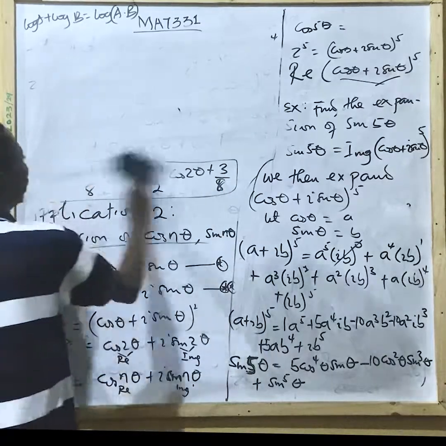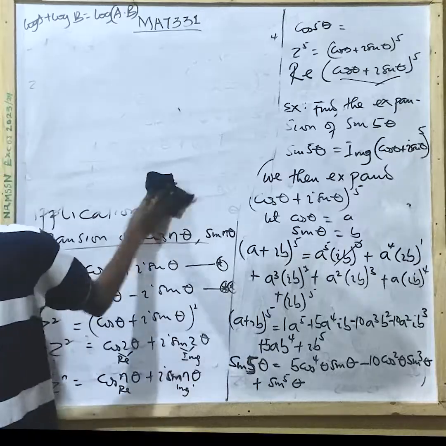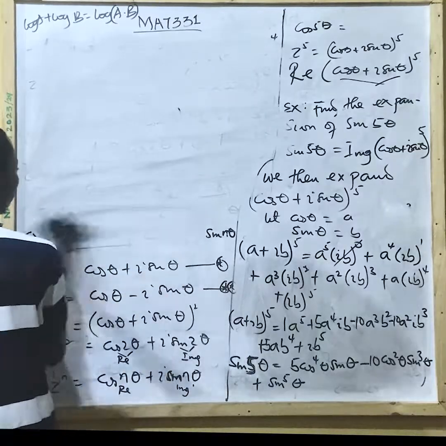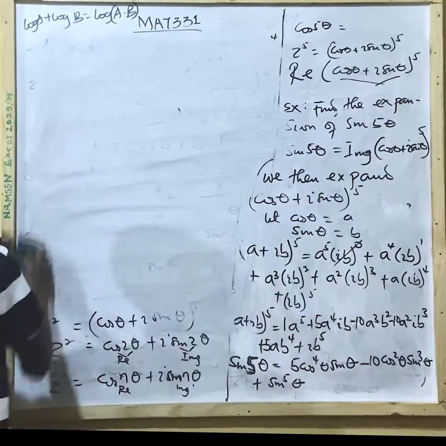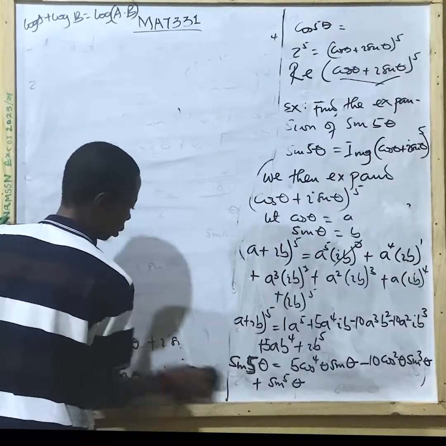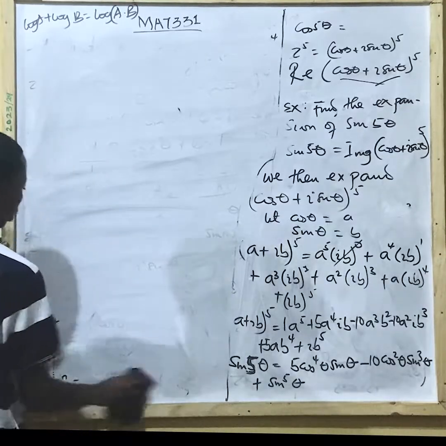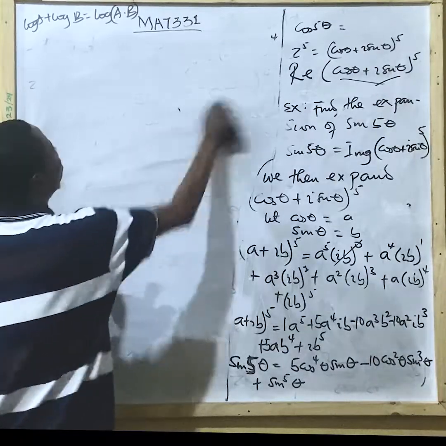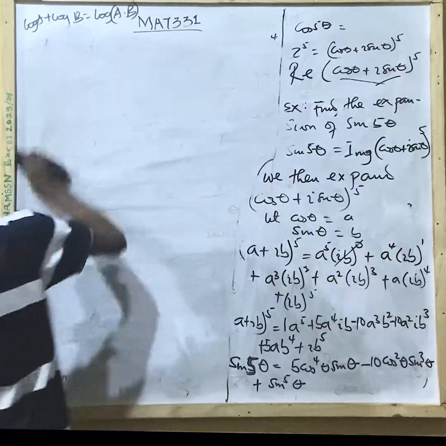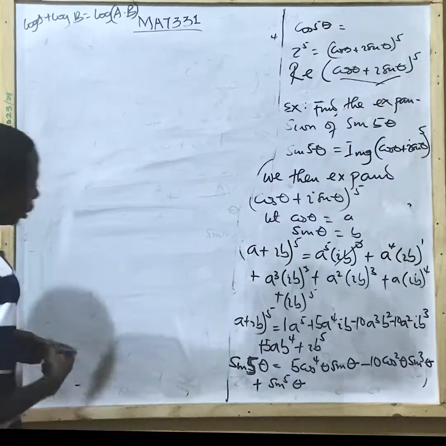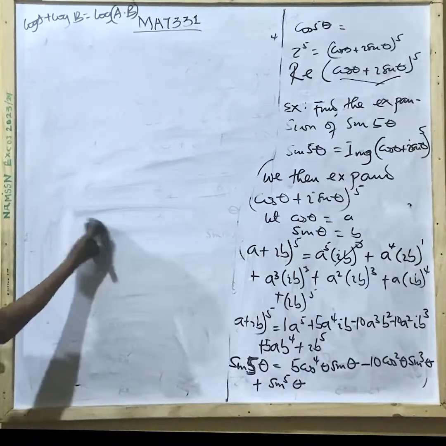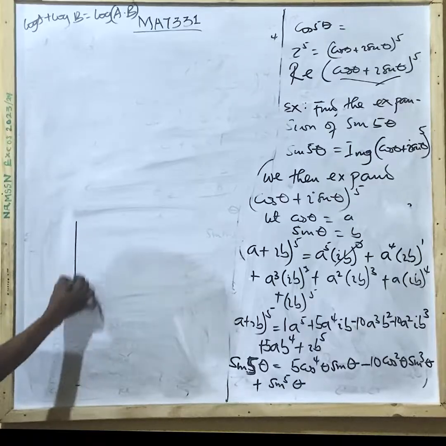So application 3, nth root of unity is the nth root of unity. But before I talk about the nth root of unity, let's briefly talk about a few properties of a trigonometric graph, sine and cosine.